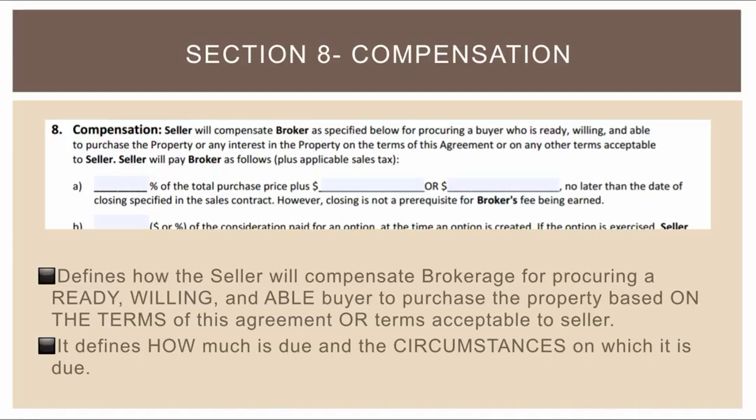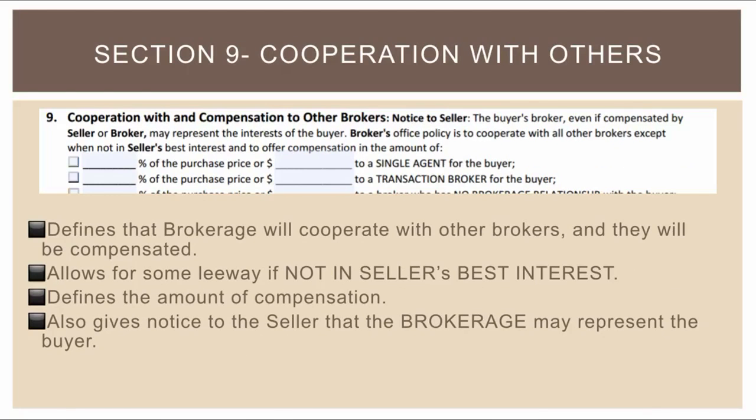Again, compensation. In Section 9, this is how we cooperate with others. It defines that the brokerage will cooperate with other brokers and they will be compensated. It does allow for some leeway if it is not in the seller's best interest to work with a particular agent or brokerage. It defines the amount of that compensation that we will give the other broker, and also gives notice to the seller that the brokerage may represent the buyer. That's obviously what we want to do. We want to double end on it if we can.